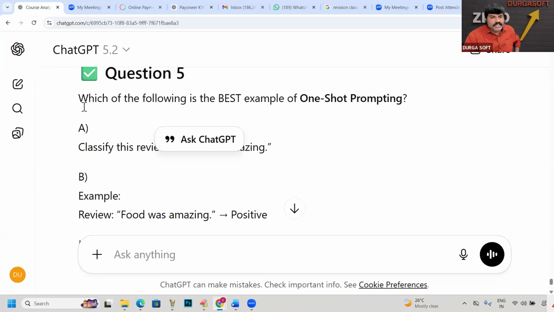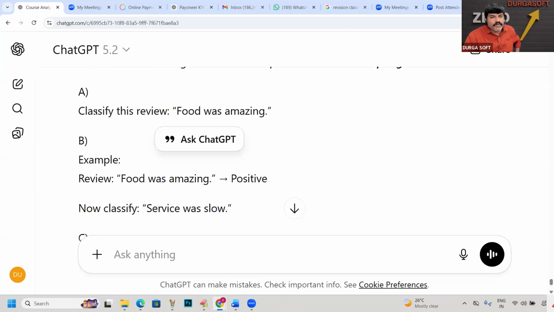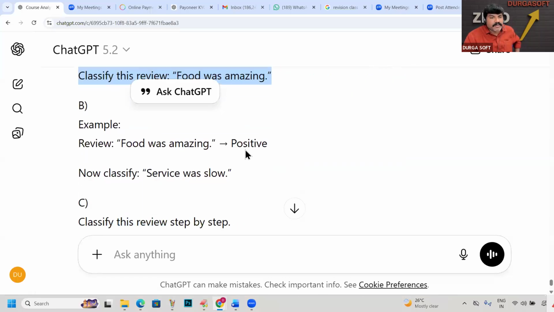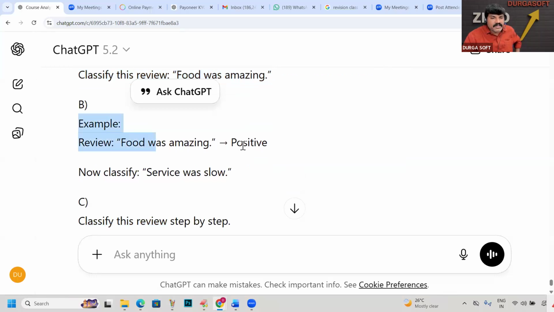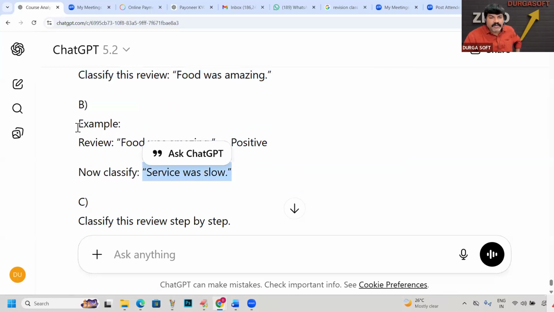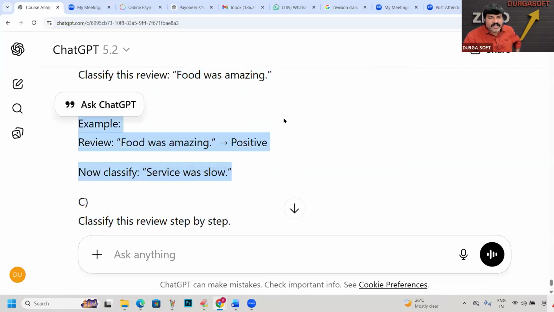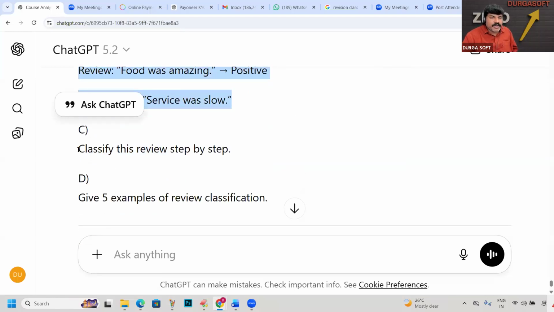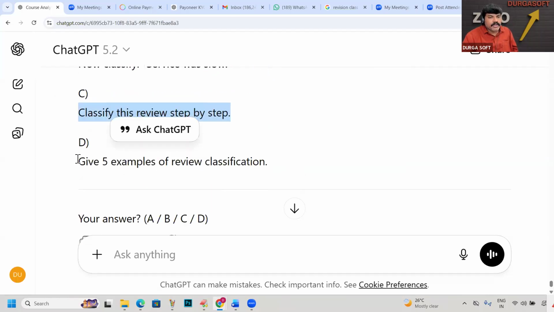Okay, this one is: classify review, food was amazing. This is zero shot prompting, not one shot prompting. Now, sir, this is my example. Can you please now classify? This is one shot because, sir, we are providing one example. And this one is: classify this review step by step. It is a zero prompt. Give 5 examples of review classification.